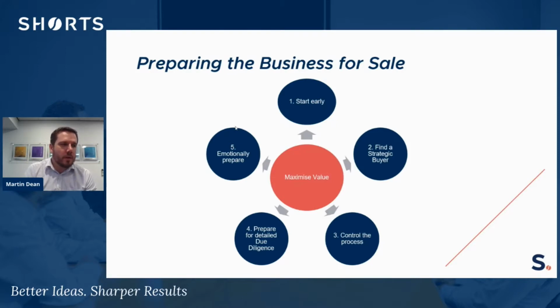Number 3, control the process. So really what we're trying to achieve here, we want to try and create an auction style process whereby we've got multiple buyers involved who want to buy your business, and that will maximize value. And really engaging with advisors avoids you being dictated to by the buyer. It's our job to take the stress away and do the negotiation on your behalf. So creating that auction style, hopefully we get to the point where one buyer really wants it, and ultimately they will have to outbid each other to get to that point.